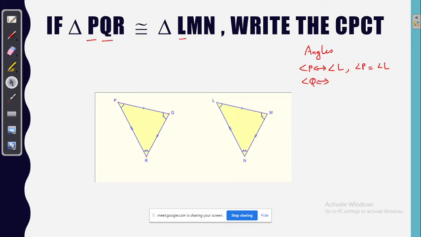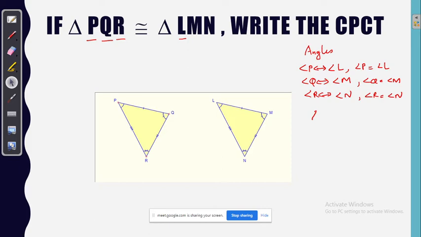Angle Q corresponds to angle M, ma'am. Yeah, angle M. And what about angle R? Angle R corresponds to angle N, ma'am. Yes, angle N. So, we can say that angle Q is equal to angle M and angle R is equal to angle N. Now, let us look at the sides.